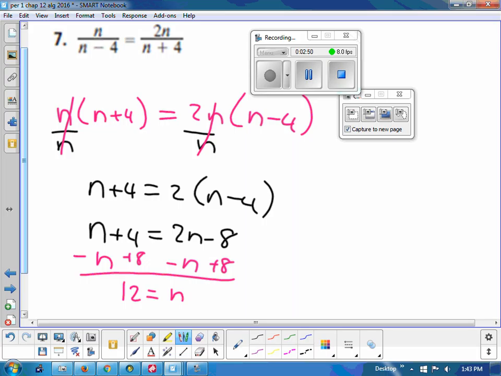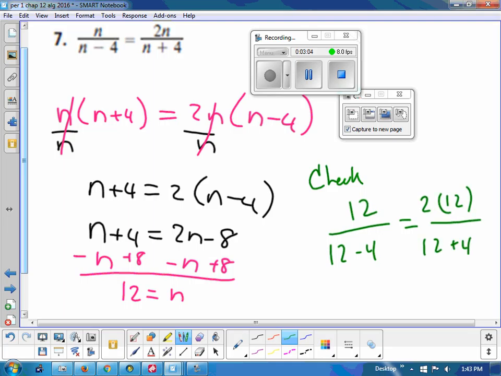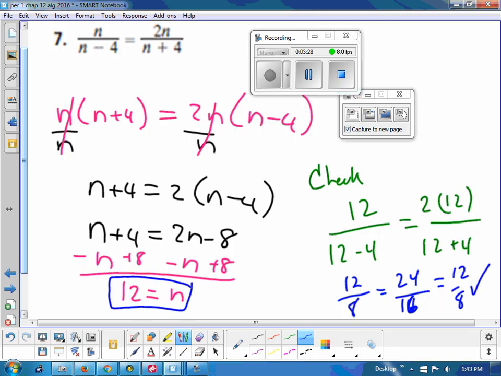So now you got to check it. If I put a 12 in for n, I get 12 over 12 minus 4. That equals 2 times 12 over 12 plus 4. Do the math on it. We get 12 over 8. That equals 24 over 16, and then if we reduce by 2, you get 12 over 8. Just check. So n equals 12.